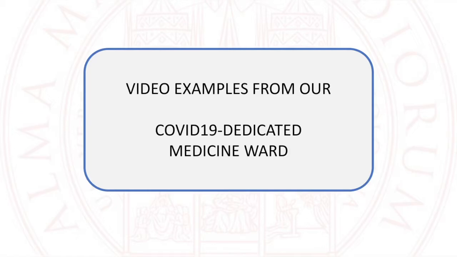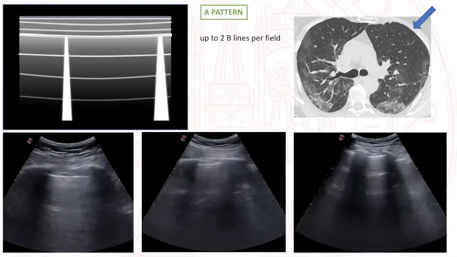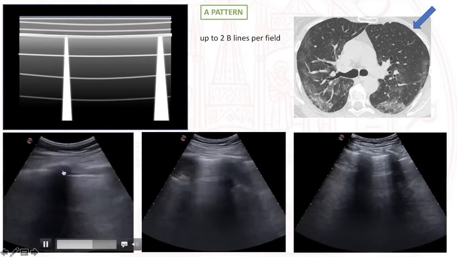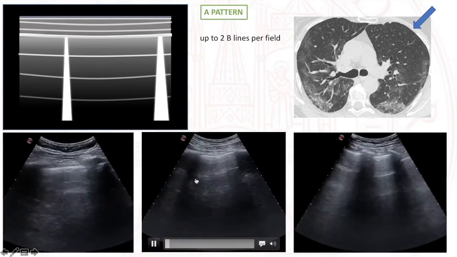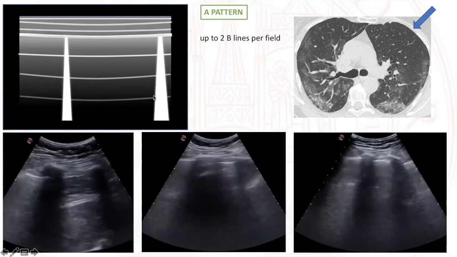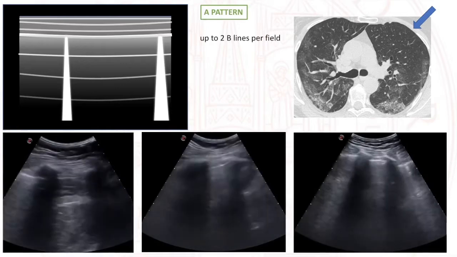Now we wanted to show you some video examples from our COVID-19 dedicated medicine ward, and all the following clips were recorded by myself when assessing patients with confirmed lung involvement by the disease. We start with the A pattern, which means normality of the area we are actually scanning. As you can see, there is a smooth and thin pleural line with clearly visible A lines beneath it. Up to 2 B lines per field can be seen, and this is considered to be still normal and not relevant.